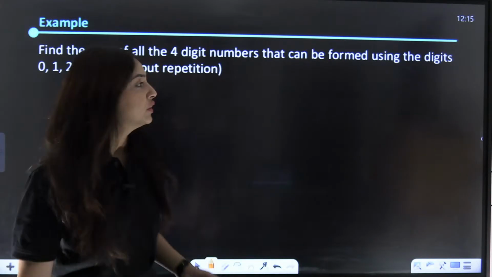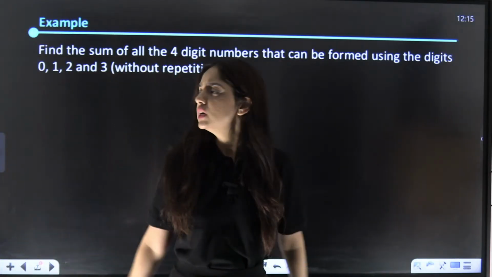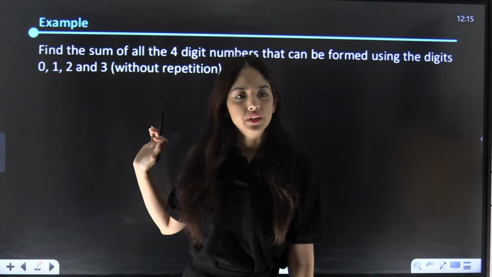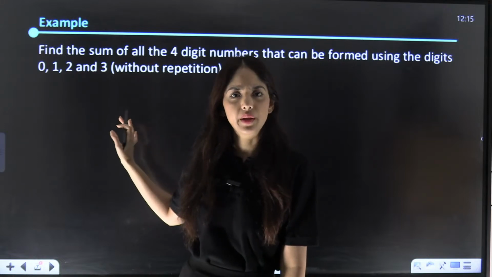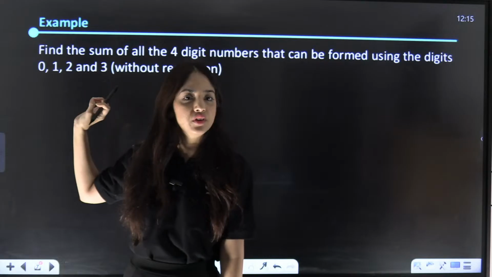Now, what if one of the digits was 0? We have to form 4-digit numbers. So 0, 1, 2, 3. Now how many numbers can we make? Forget about the sum for a second. And how many 4-digit numbers can we make?